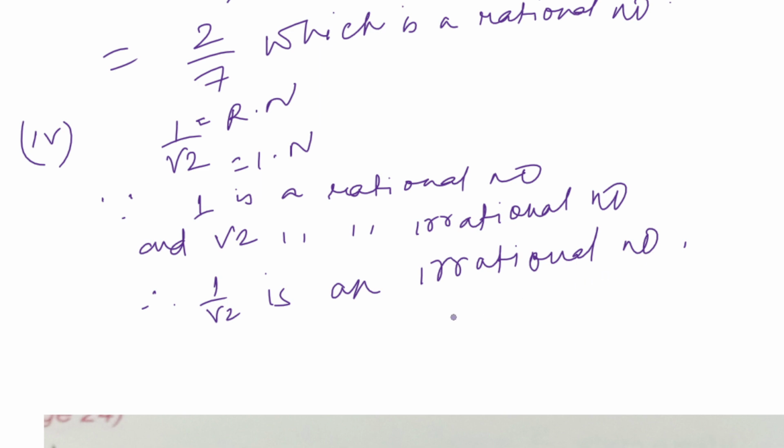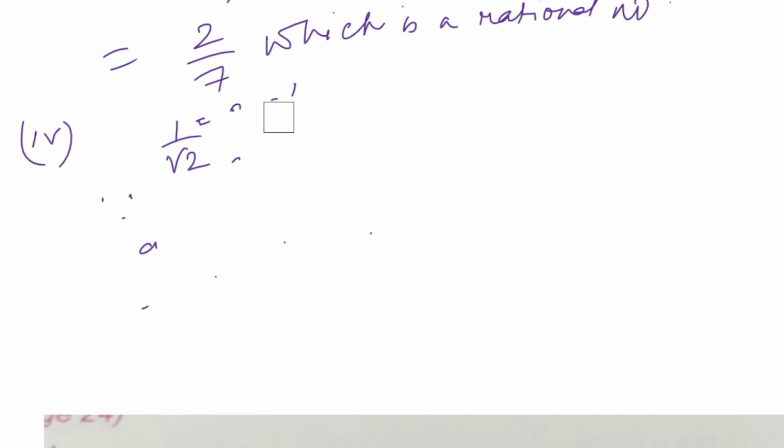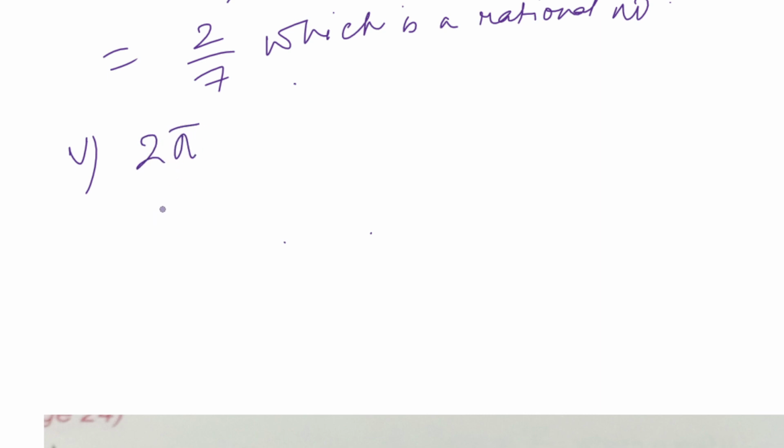Okay. Number 5. Let's do number 5. Any questions? Let's do number 5. 5 is what? We have 2 pi. I have to classify this 2 pi. Is it a rational number or irrational number? Before doing this, you tell me what is pi. Pi value is 22 by 7, which is 3.142 dot dot dot.